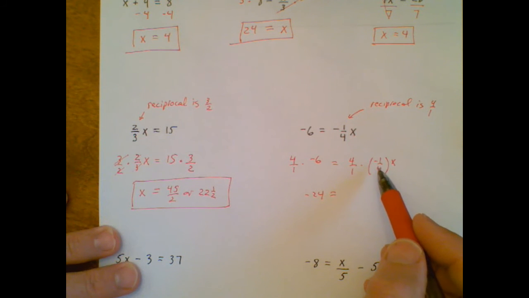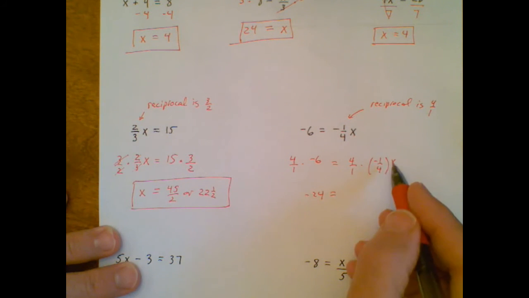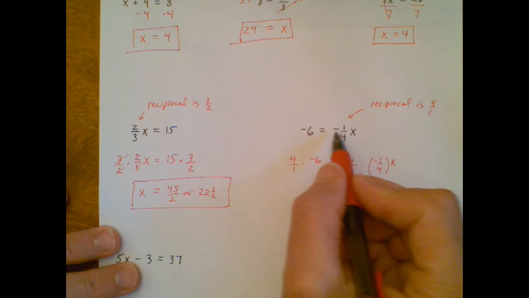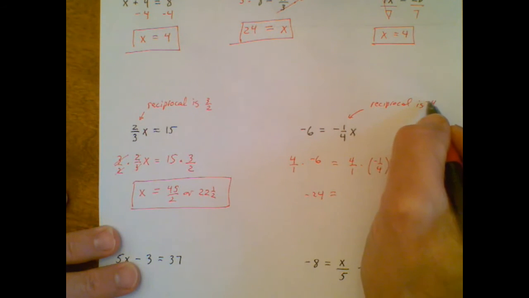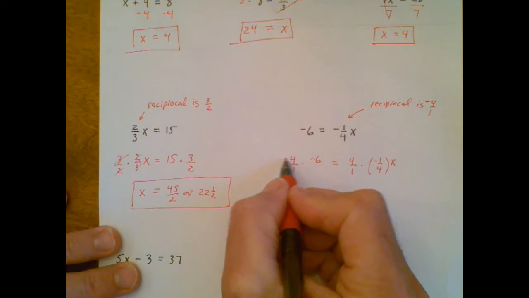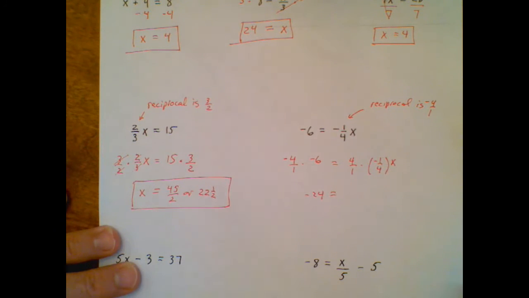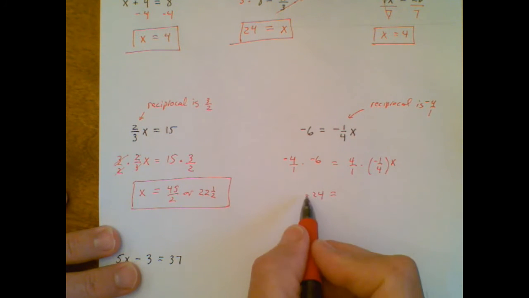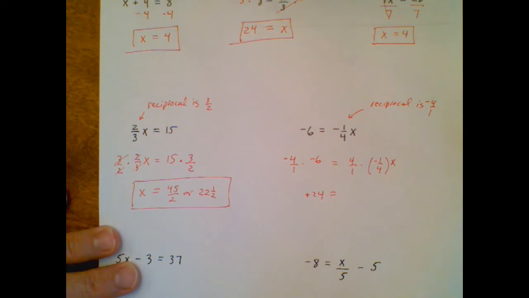Oh, well, I'm going to come back to this in a second. I kind of messed up. Let me go back right now. See that negative sign? I should have a negative sign on my reciprocal, which means I need a negative sign right there. And now a negative times a negative is a positive, positive 24.